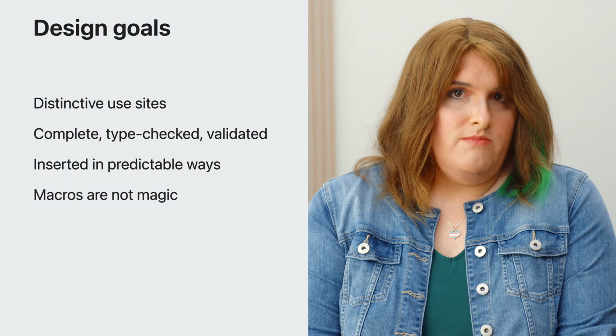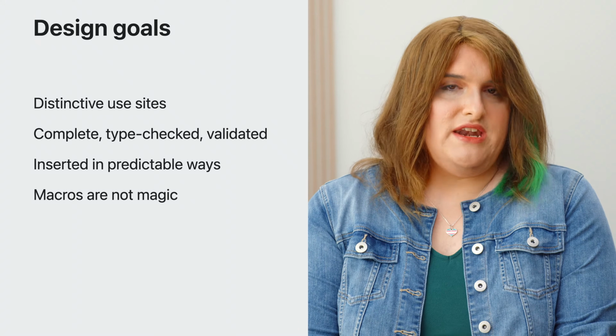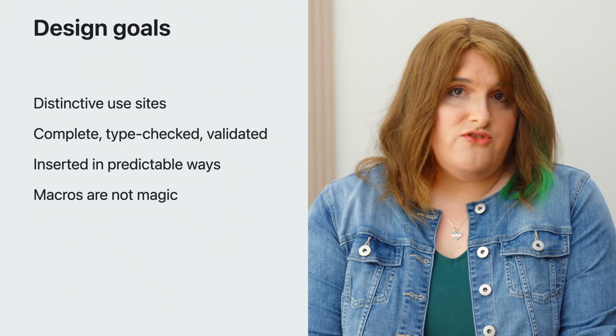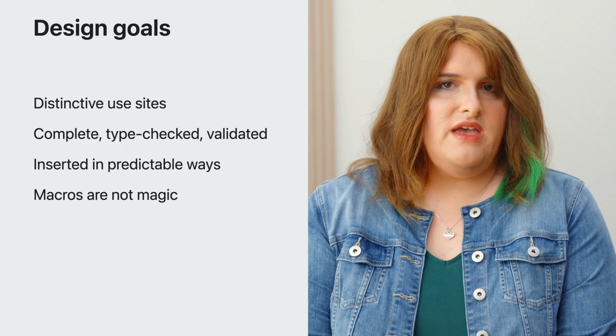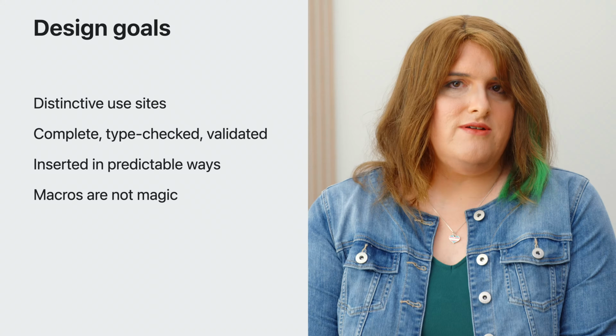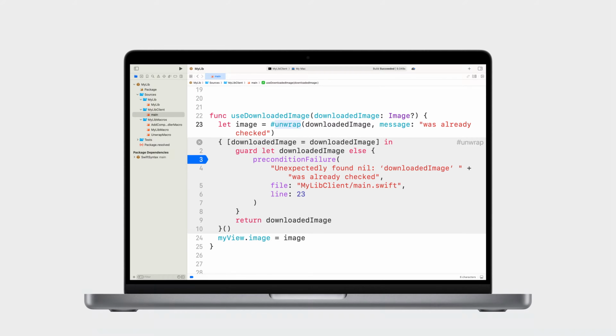And the final goal is that macros should not be impenetrable magic. Macros just add more code to your program, and that's something you can see right in Xcode. You can right-click on a macro's use site and ask to see what it expands into. You can set breakpoints in the expansion, or step into it with the debugger. When the code inside a macro expansion doesn't compile, you'll see both where the error is in the expansion and where that expansion goes in your source code.